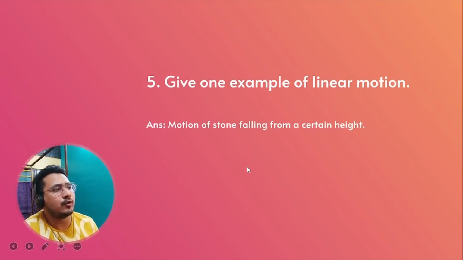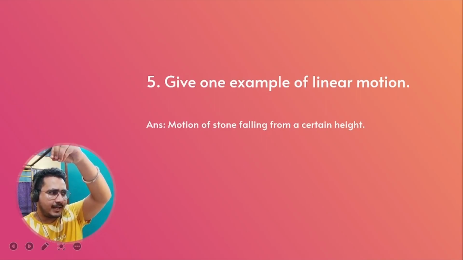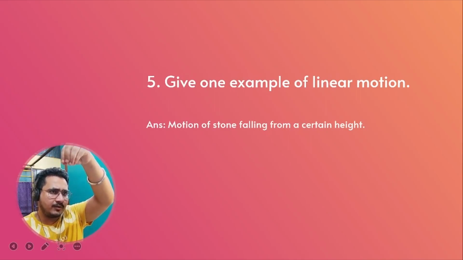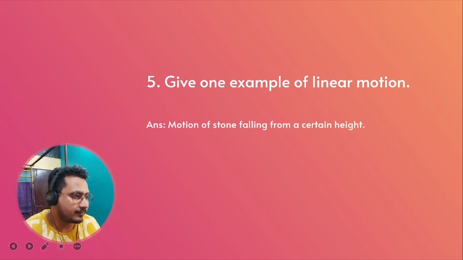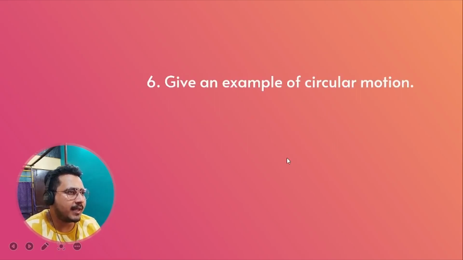Like the motion of a stone falling from a certain height, it is also a linear motion. If you take a stone from here and you open your arm, it will fall, right? It will fall in a straight line. Right? It is also linear motion. Let's talk about the next question.